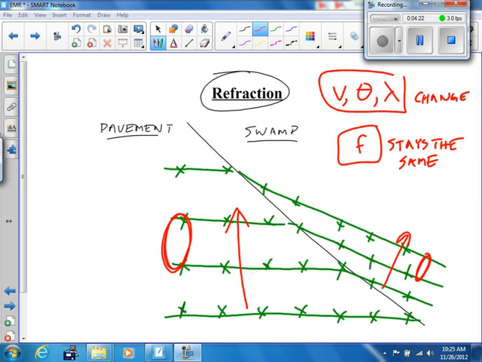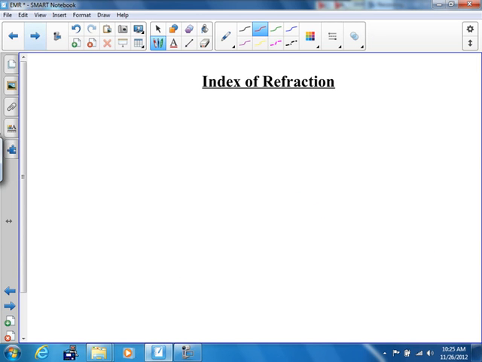Now what I want to do is define a new term that relates to this whole idea of refraction. That term is what we call the index of refraction. The index of refraction is essentially a measure of how much a wave will bend when it goes from one medium to the other. And of course, for us, it's going to be in the context of light. How much light bends when it goes from one medium to the other.